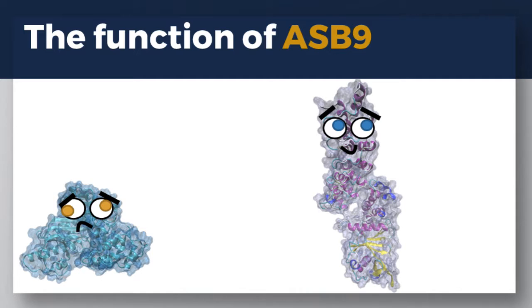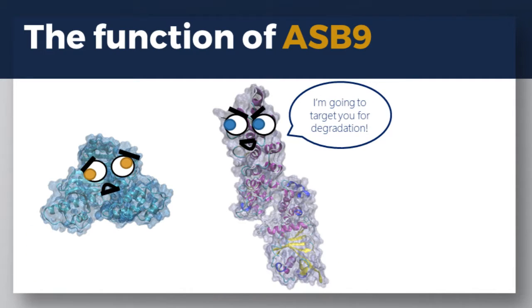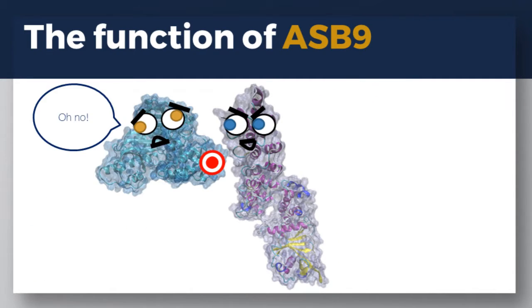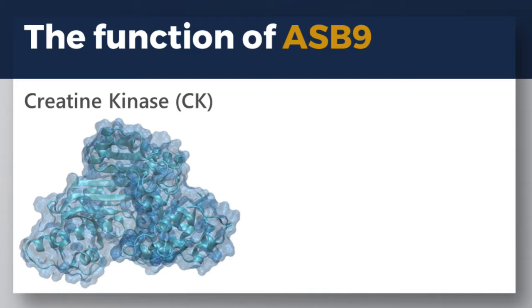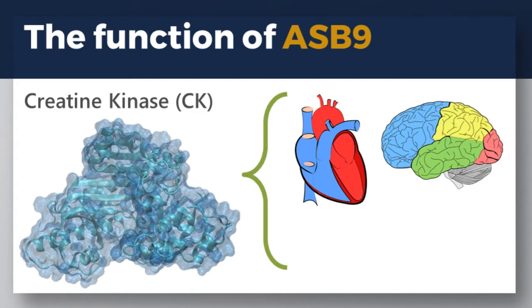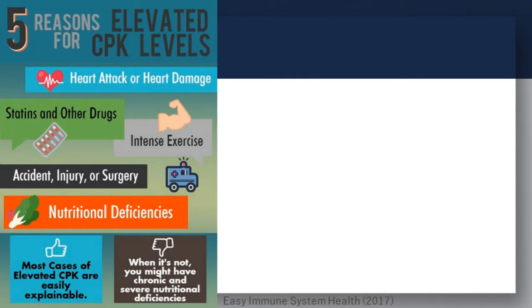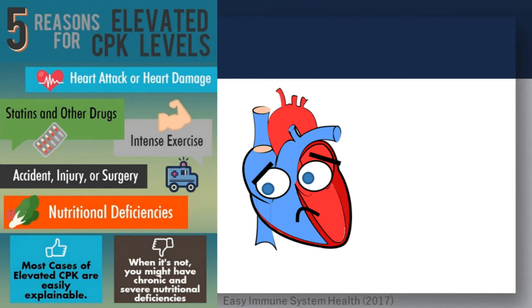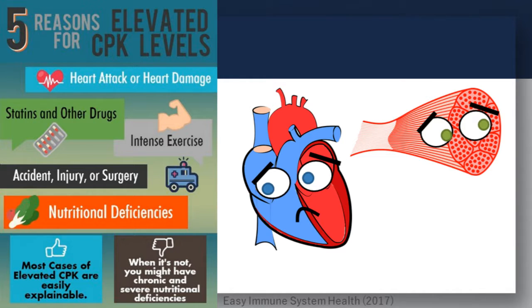Together, they play a major role in targeting proteins for degradation. This means that they bind to other proteins to kill them, specifically creatine kinase, which is another protein that can be found in cells in the heart, brain, and skeletal muscles. Elevated levels of creatine kinase, or CK, can be found after a heart attack when the heart muscle is damaged, or in conditions that produce damage to the skeletal muscles.